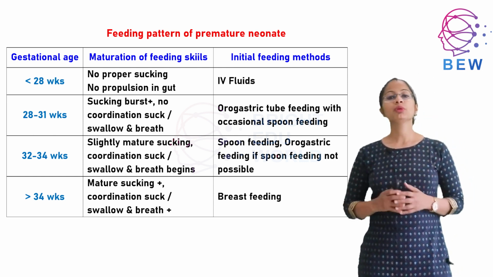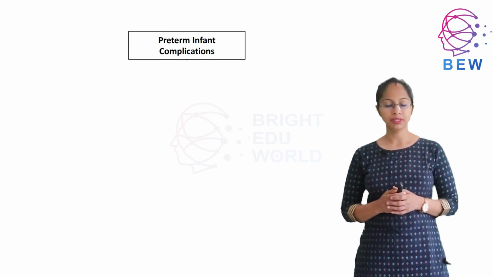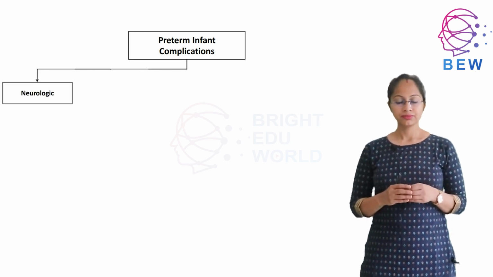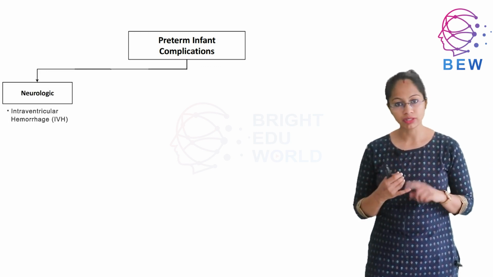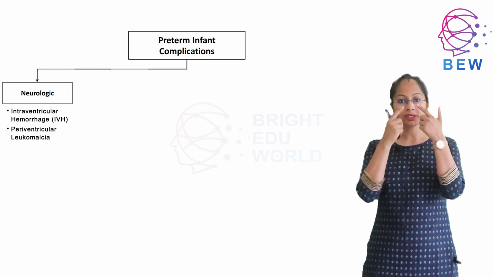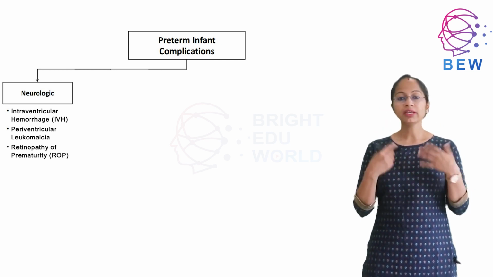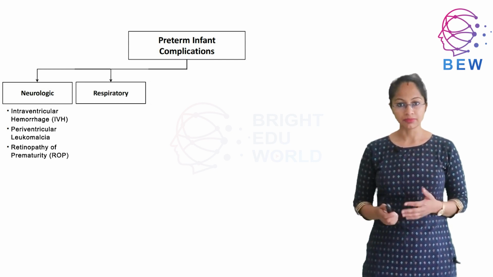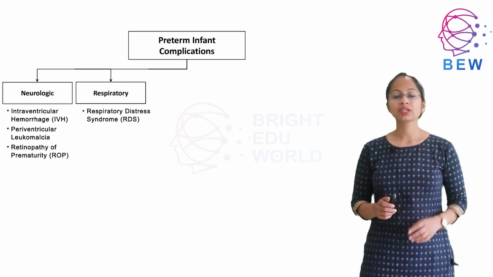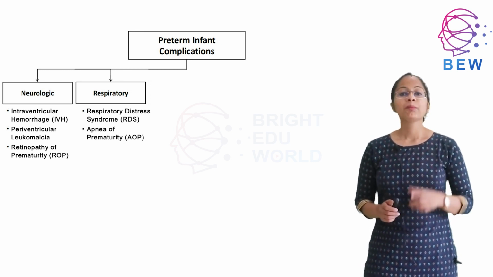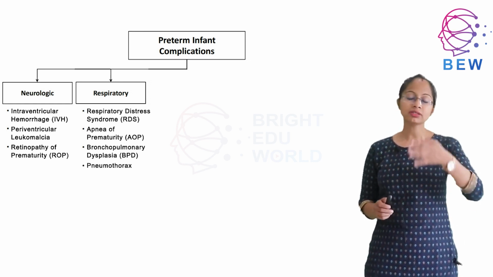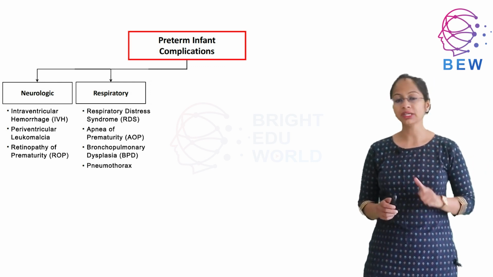Students, now when we talk about the problems that are associated with the preterm babies, number first is the problem associated with the central nervous system. So the problems are, there is intraventricular hemorrhage, periventricular leukomalacia, and very important is the retinopathy of prematurity. Okay, then let's talk about the respiratory system. So there is hyaline membrane disease, also known as the respiratory distress syndrome, there is apnea of prematurity, bronchopulmonary dysplasia, or there can be pneumothorax. Okay, so these are the problems that are specifically associated with the preterm births.